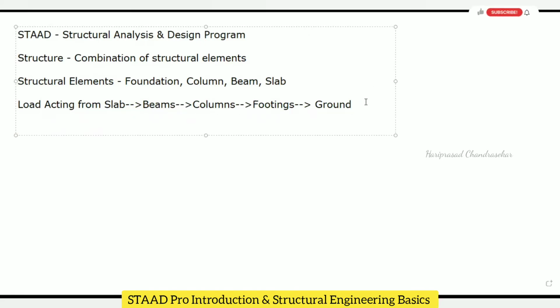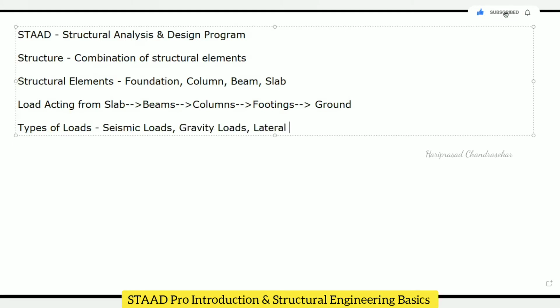What are the types of loads we do have? We have seismic loads. Seismic, gravity loads, and then lateral loads, and then wind loads. And what else? Snow load. Snow loads we don't consider here because they are very negligible, since we are living in a Gulf country, so snow load is not a matter, but it is also a type of load.